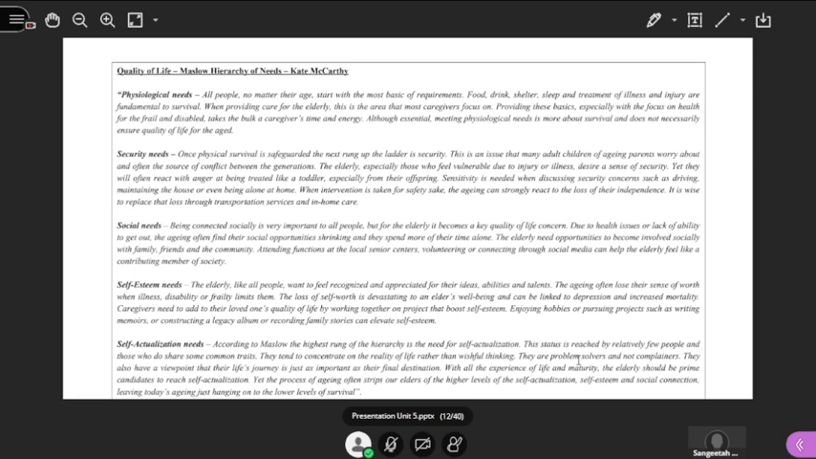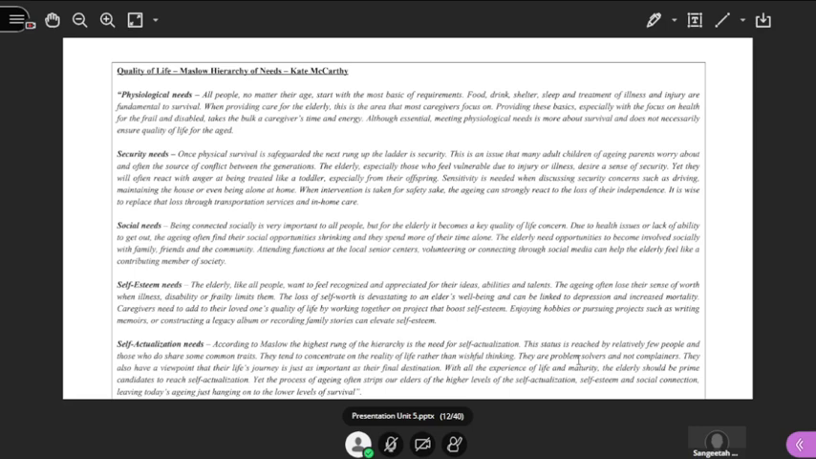Sensitivity is needed when discussing security concerns such as driving, maintaining the house, or even being alone at home. When intervention is taken for safety's sake, the aging can strongly react to the loss of their independence. So it is wise to replace that loss through transportation services and in-home care.